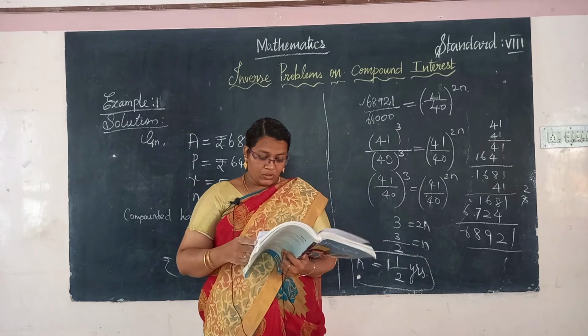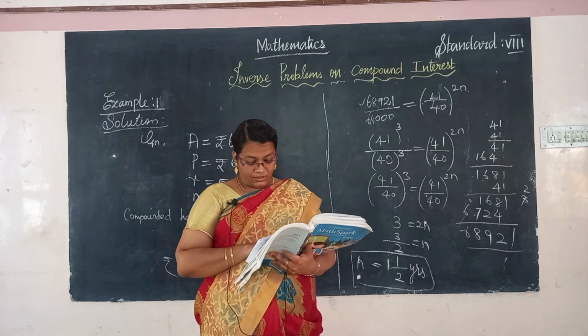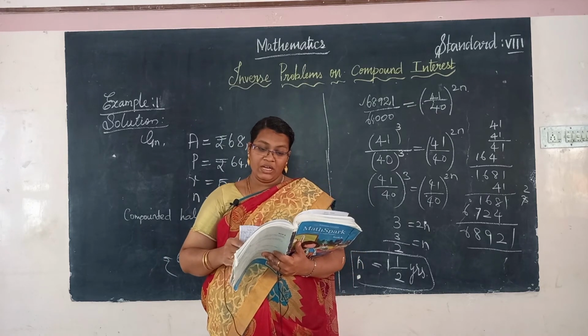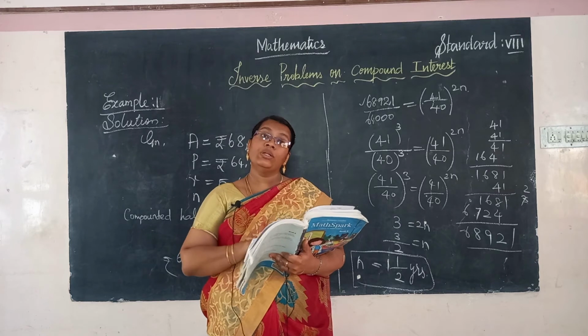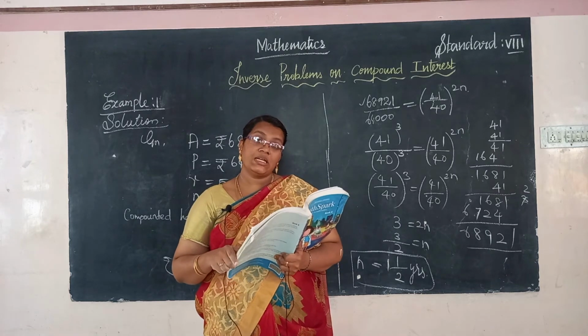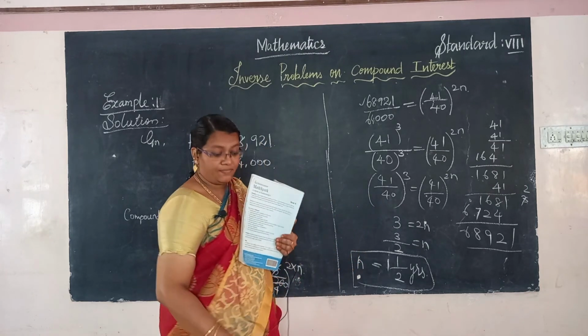So what data are given? Number of years is given, and rate of interest is given, but we don't know the deposited amount. So let us consider the deposited amount as 100 rupees.